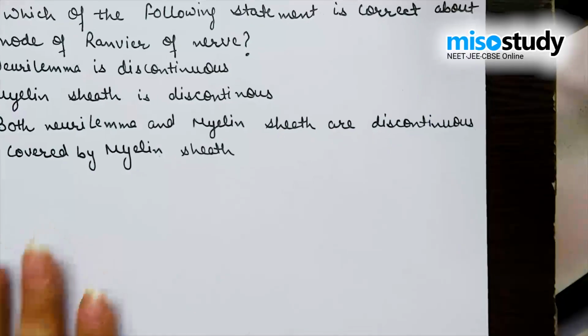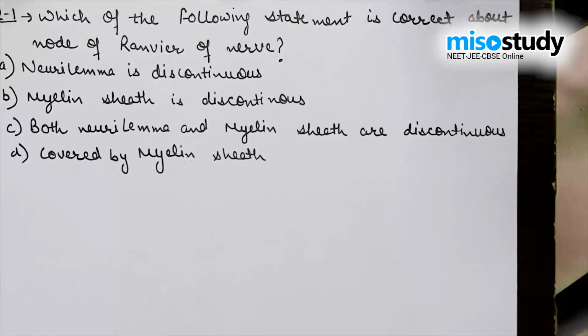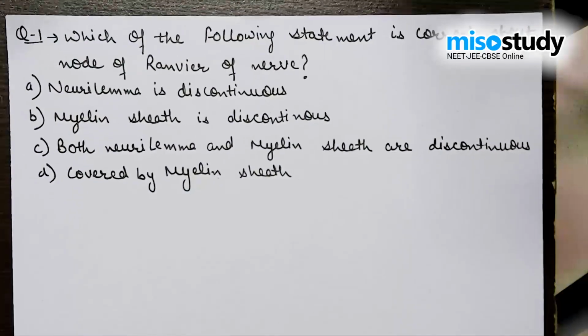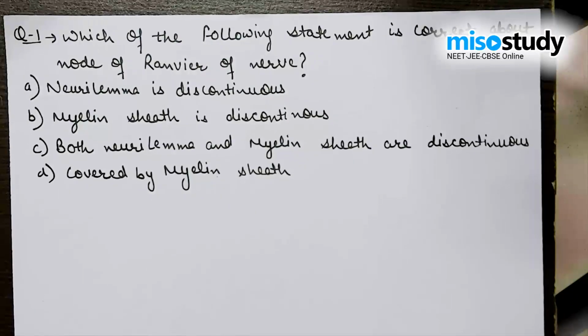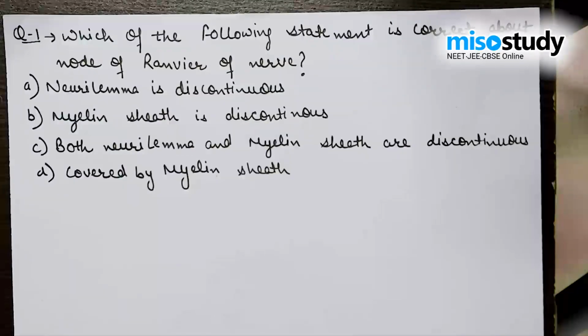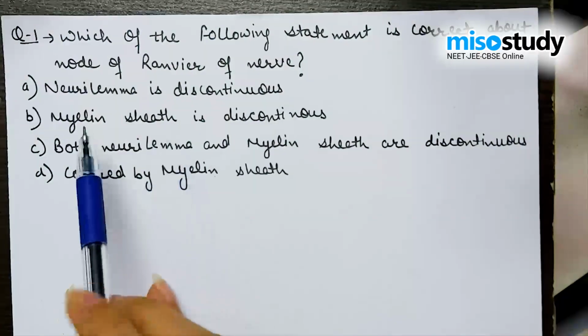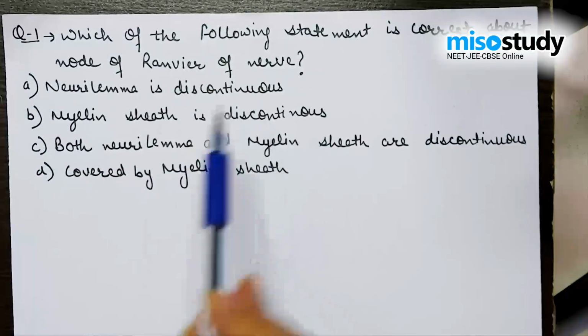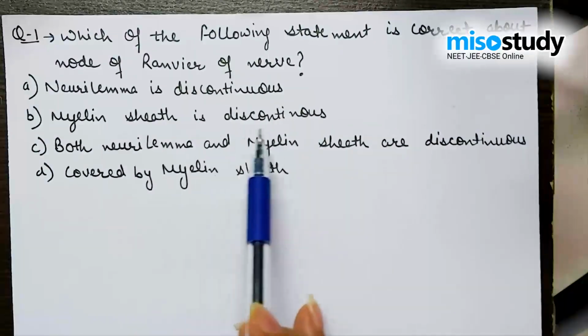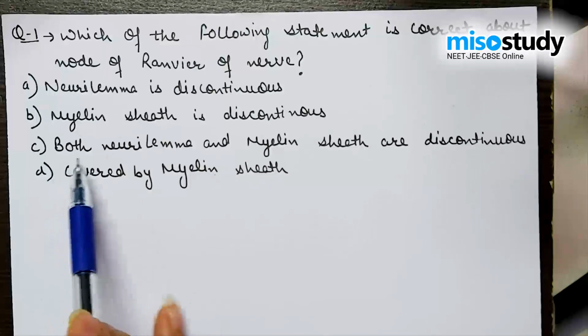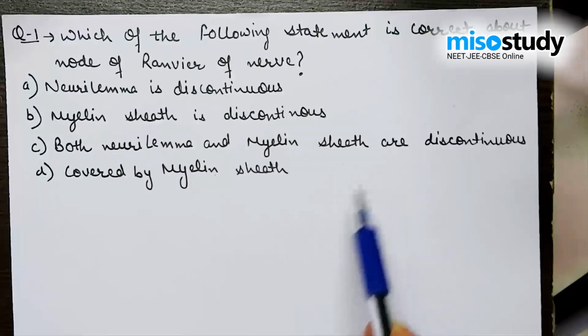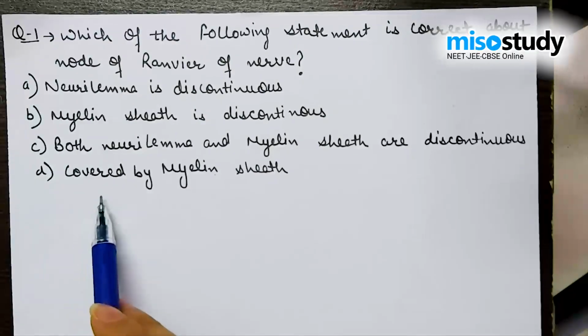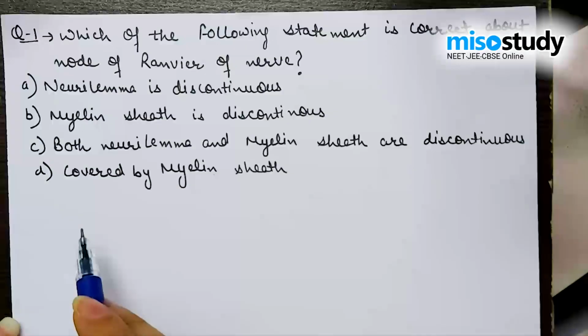The first question from the chapter neural control and coordination is: which of the following statements is correct about node of Ranvier of nerve? Option A, neurilemma is discontinuous. Option B, myelin sheath is discontinuous. Option C, both neurilemma and myelin sheaths are discontinuous. And option D, covered by myelin sheath.